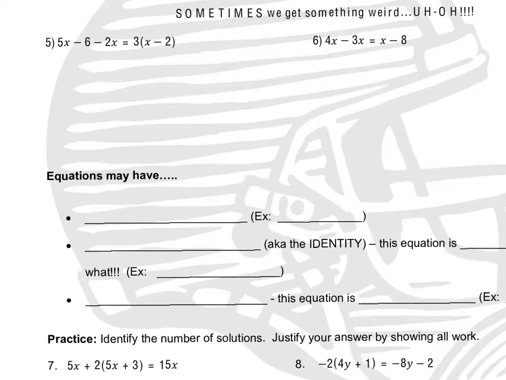It is important to note that sometimes when we solve, we get something weird. So we're going to do problems 5 and 6, and then we're going to talk about what these things mean.